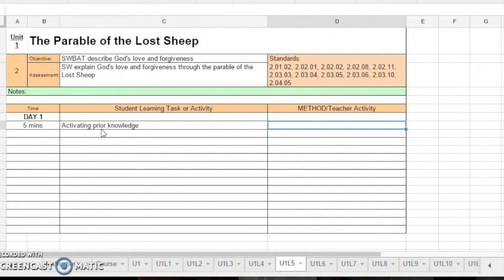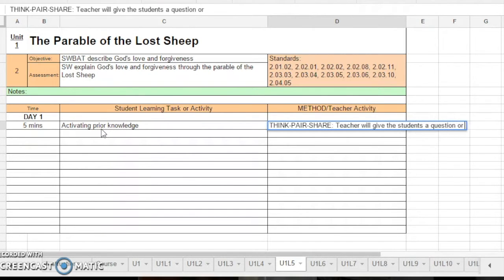As I said, I like to think about my students and what works for them to get their attention. So I am going to do a think, pair, share, which is always something nice to start with because it allows them to have a little chat with their buddies. In this think, pair, share, the teacher will give the students a question or a prompt. So this is going to be: what were the 10 commandments? But more importantly, why do you think that God gave us the commandments?